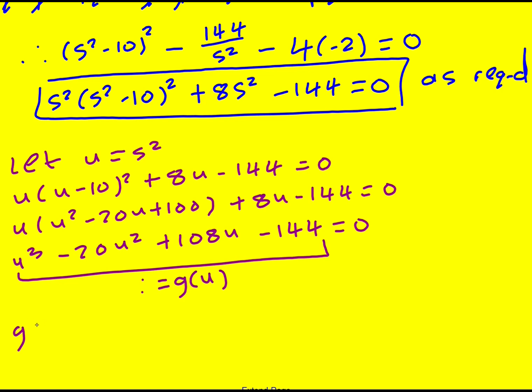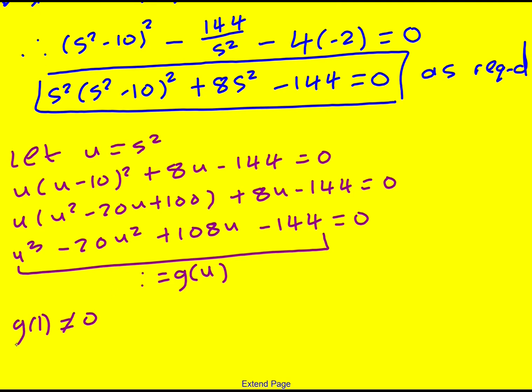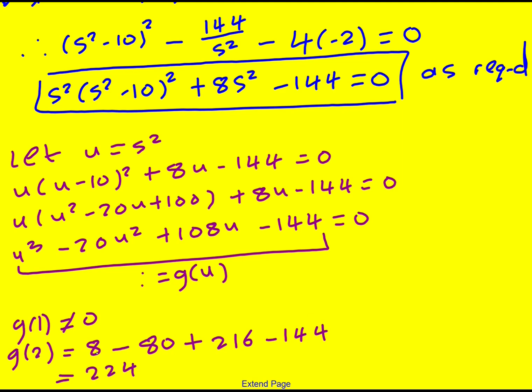So g of 1, I always like to start with. That's clearly not going to work out though. That's not going to be 0. You could go with minus 1 or maybe 2 is the next one. So g of 2 is going to be 8 minus 20 times 4, that's 80, plus 108 times 2, that's 216, minus 144. That'll give me 224 by doing 8 plus 216, minus 224 is equal to 0. This is great. So u minus 2 is a factor by the factor theorem.